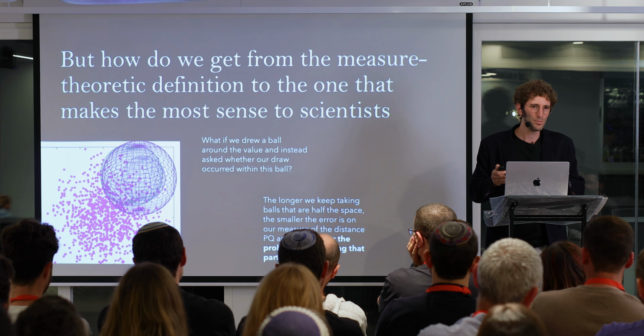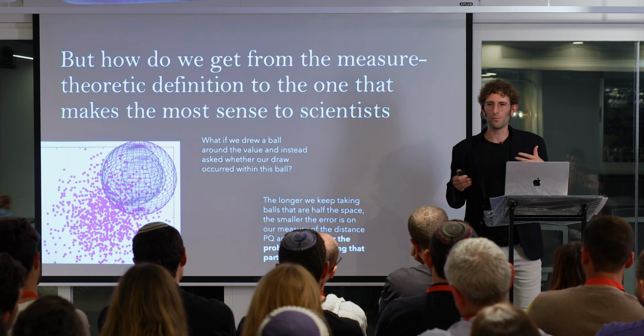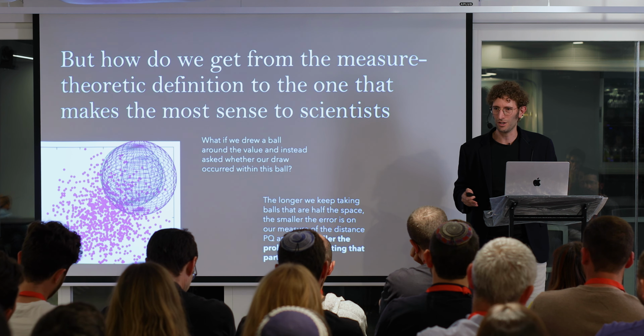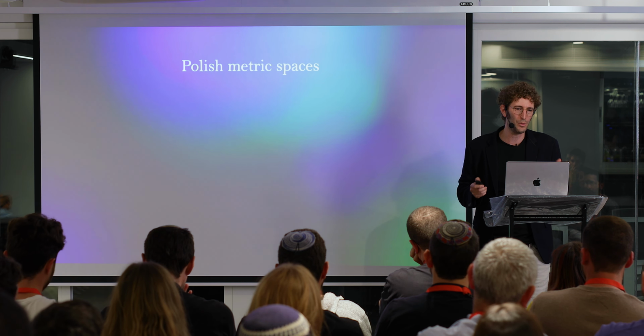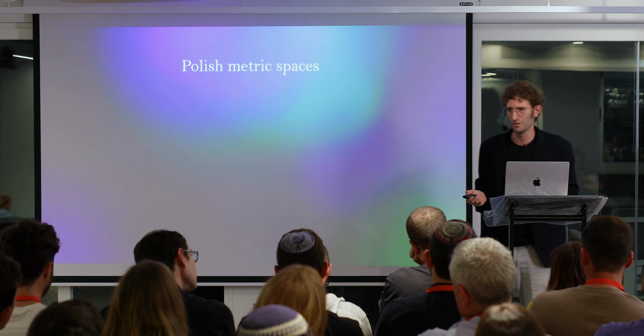By the way, this little sphere analogy depends on some qualities of this metric space, which I'm not really going to go into now because of lack of space. But for example, one of the big ones is called Polish metric spaces.